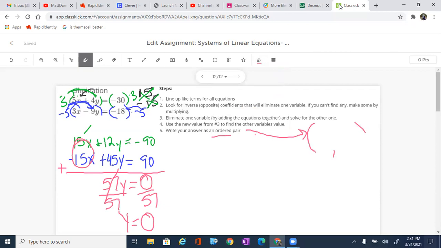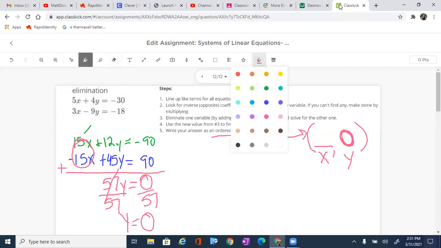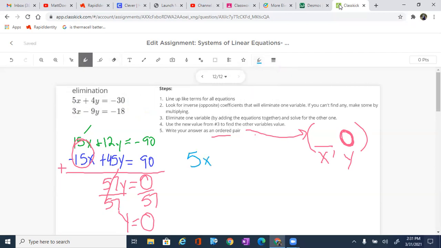Now remember, our answer is going to be an ordered pair. So what we want to do is set up our ordered pair. Remember, it's x and y, and the y value is going to be 0. So now all I need to do is figure out what x is. Pretty much what I do is I just pick one of the original equations that I had, and I just plug in 0 for y. So I'm going to erase all this extra work up here so I can write down the equation correctly. And I'm going to say, all right, well, let's do 5 times x plus 4 times 0 equals negative 30. Notice what I did was I used the first equation and I plugged the 0 in for y.